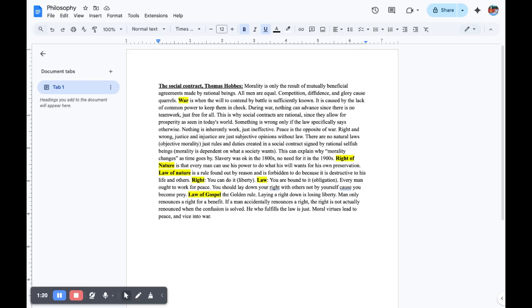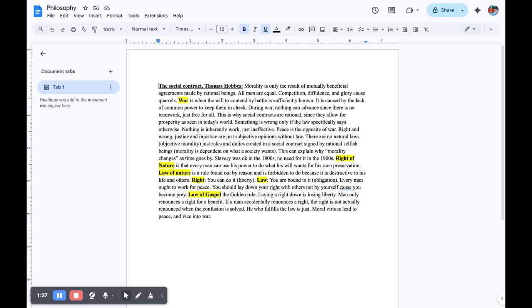And in a sense, that is what following the law is. It's a social contract which we all sign when we are born, whether we like it or not.